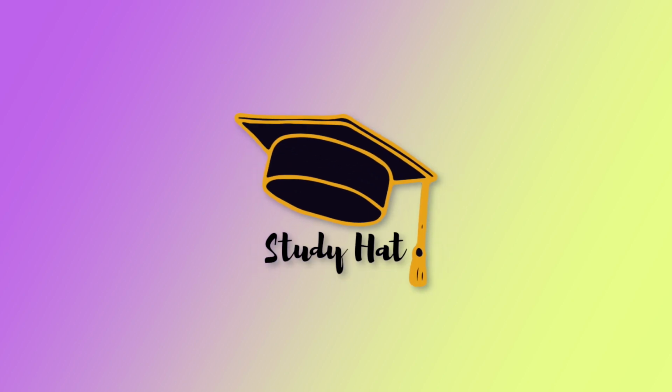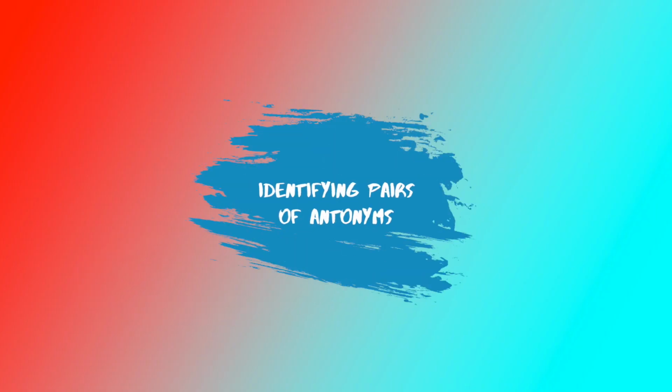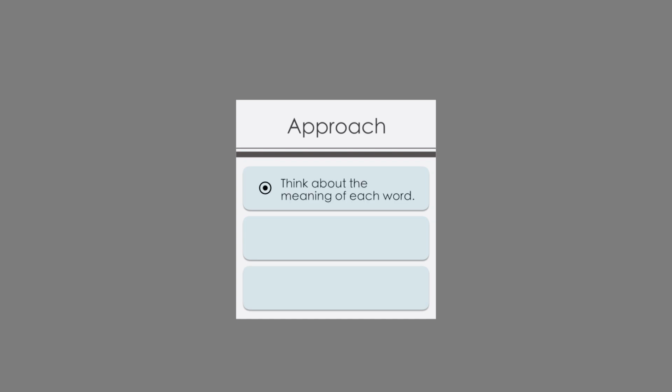In today's lesson, we'll be looking at identifying pairs of antonyms. So when we're approaching this task, you really need to think about the meaning of each word, work through the task using the traditional process of elimination, where you start at the left and move to the right.